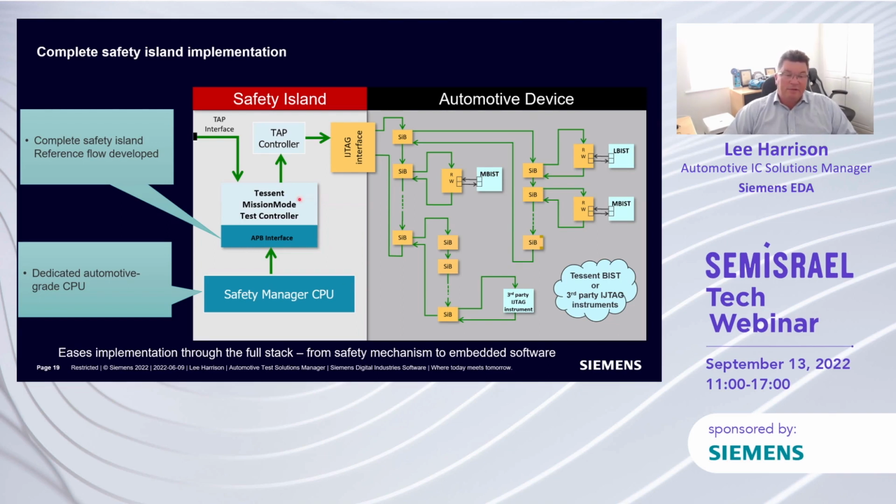So here you can see we've got the in-system test controller, we've got our safety manager CPU, and the only real interface to the rest of the device is through this IJTAG interface. And as I said before, the safety manager CPU enables us to manage all of the safety content with software, which means that we can be completely flexible about how we run our tests, when we run our tests, and essentially what we do with the results that come back.